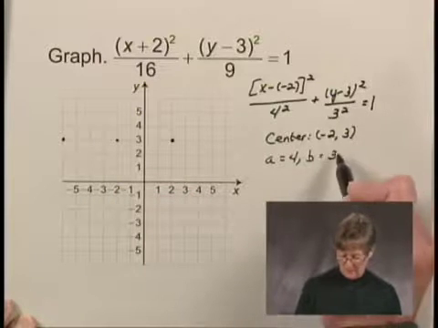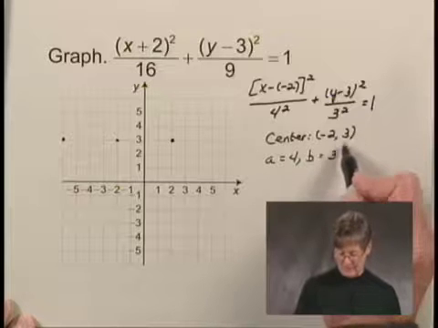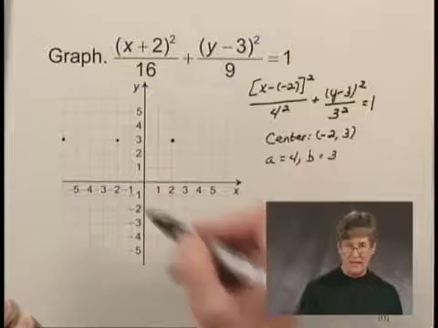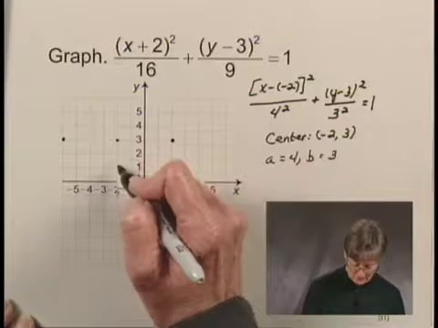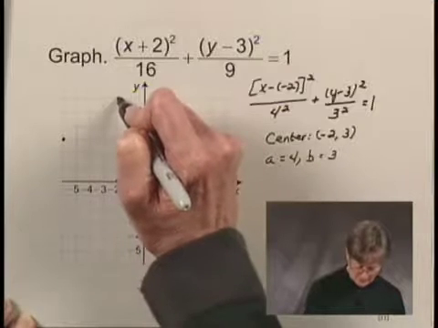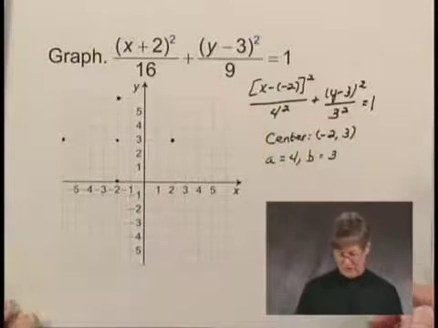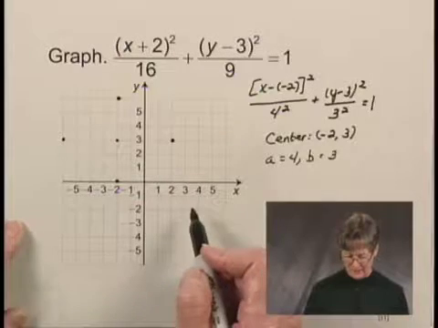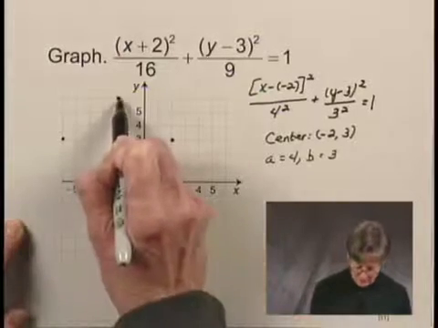And when b is 3 and the second coordinate of the center is 3, I know that I have 2 points on the ellipse that are 3 units below and above the center, so I can plot those 2 points. This is the one below and this is the one above. And then I can just sketch a curve through these 4 points that I've plotted that are points on the ellipse, and that will be my graph.